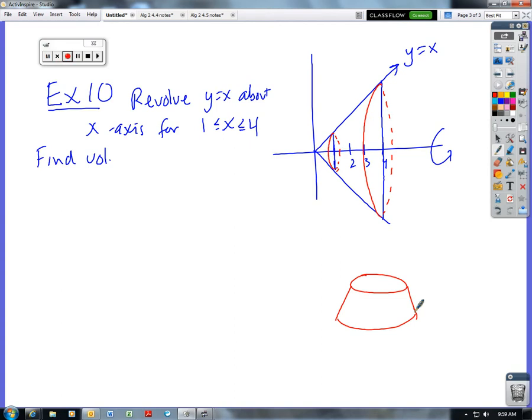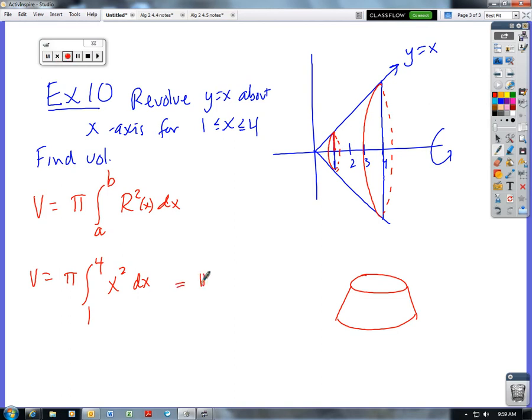But anyway, the volume is going to be pi times the integral from a to b of the radius squared dx. In our case, pi, we're going from 1 to 4. Our radius is the distance from the x-axis up to the function, so that's just the function y equals x, or in this case x squared dx.